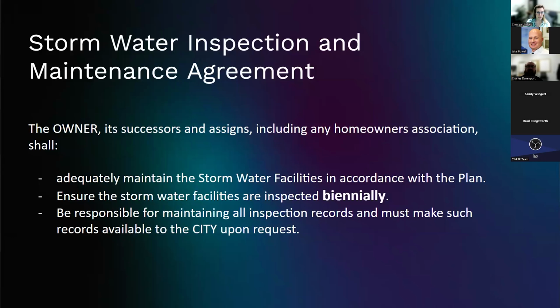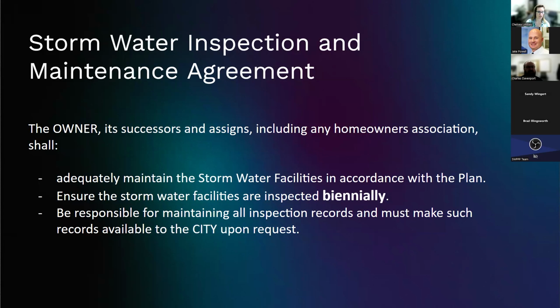Some of the language in that inspection and maintenance agreement is: the owner, its successors, and assigns, including any homeowners association, shall adequately maintain the stormwater facilities in accordance with the plan. Ensure the stormwater facilities are inspected biennially. I highlighted that because biennially is not biannually. So it's not twice a year, it's every other year. That report needs to be submitted to the city, and that's your bare minimum, to be looked at and maintained biennially. Other parts of the agreement are going to say inspected annually.